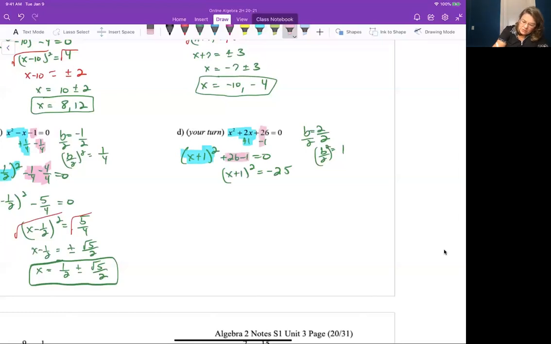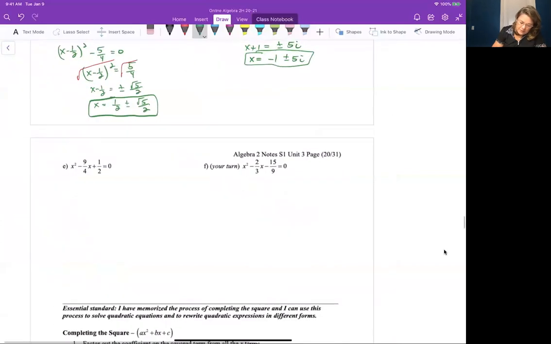Now we have to take the square root, and we will get x plus 1 is equal to the square root of negative 25. Well, negative 1 is in there, so we have to pull that out. That's i, and we have 5, and it's actually written this way, I should say, plus or minus 5i. That is the value of the square root of negative 25. Continuing on, I get x equals negative 1 plus or minus 5i. A couple more and then we're done.